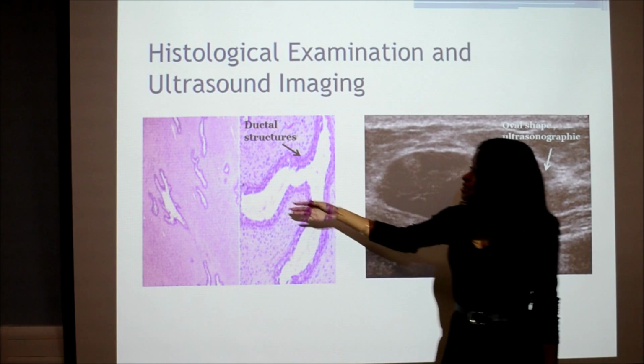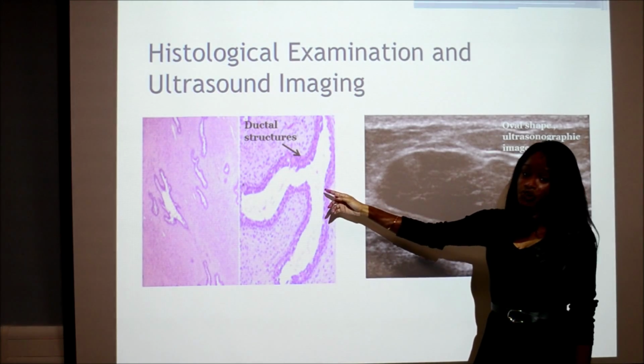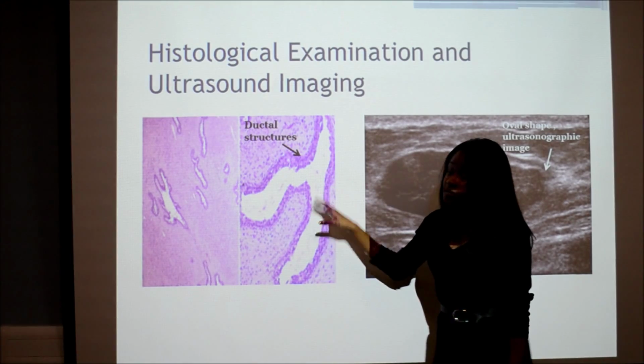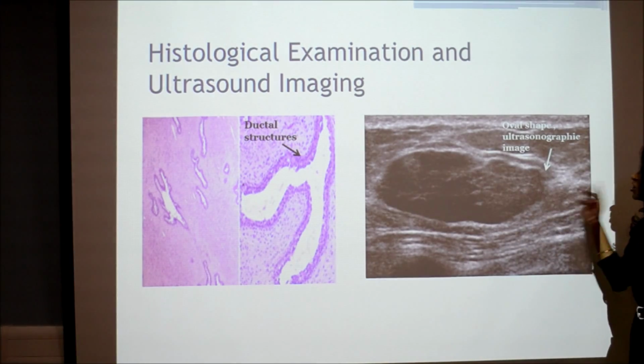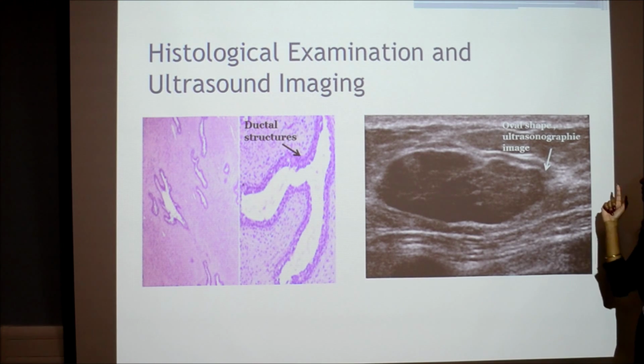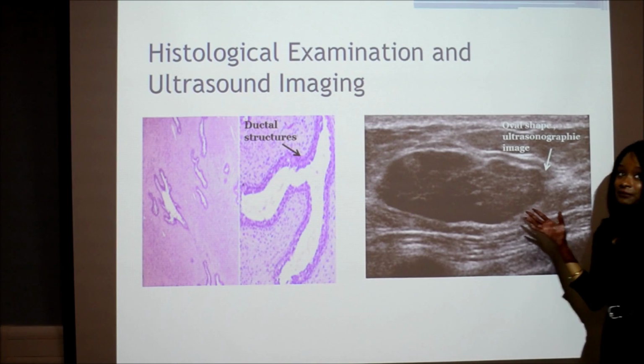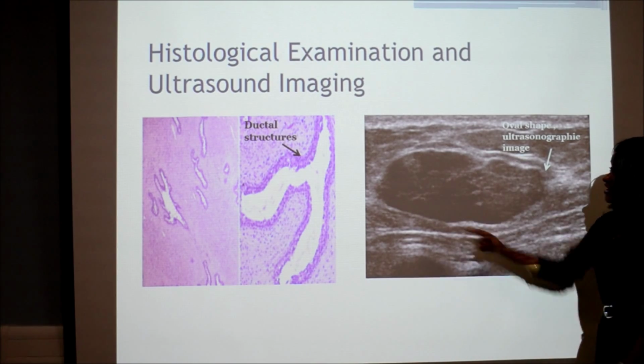So the image over here is embedded with the fibrostroma and is lined with epithelium and fibroblastic stroma. And the image over here shows an oval shape. The image over here is an ultrasonographic image.